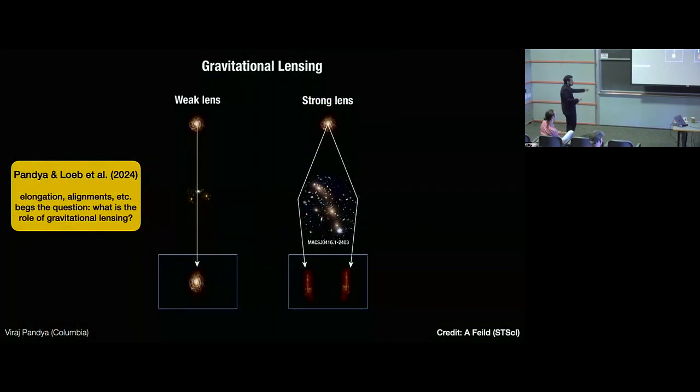Last thing I want to zoom past really quick. All this talk of elongation and alignments really also begs the question, what is the role of gravitational lensing, even in a blank field like SEARS? Right? So we just wrote a paper with Avi Loeb and some of the SEARS architects where we address this. We rule out strong lensing as a really important part of this puzzle, but weak lensing is absolutely key.